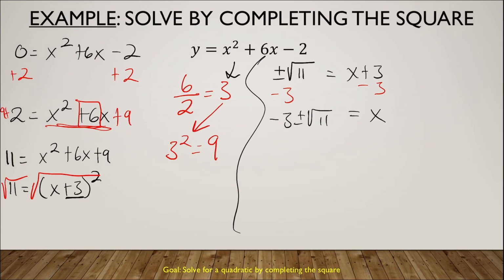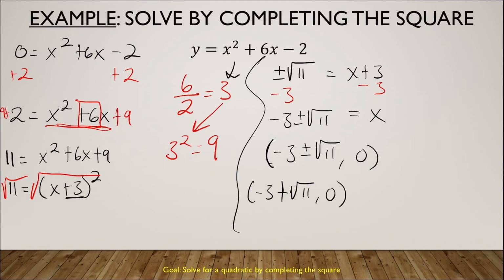And so we can write this as negative 3 plus or minus the square root of 11 comma 0, because we know solutions need to be in coordinate points. Or I could say negative 3 plus the square root of 11 comma 0, and negative 3 minus the square root of 11 comma 0. Both of those would be correct answers.